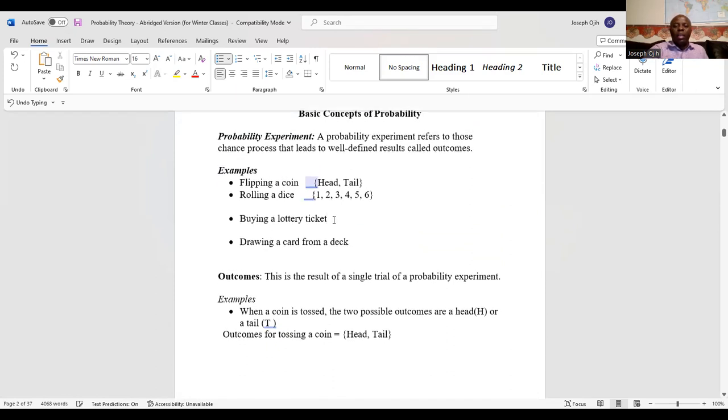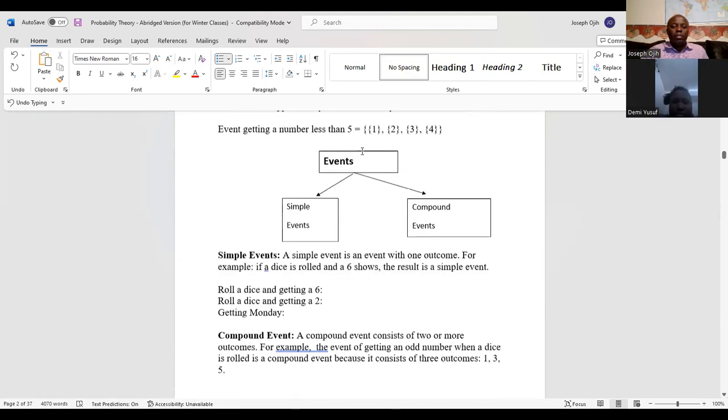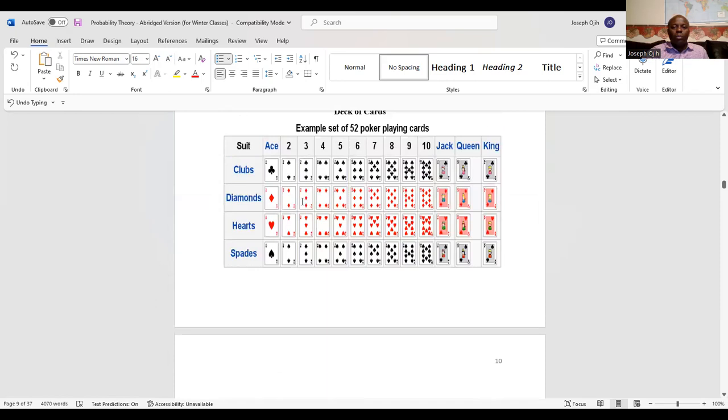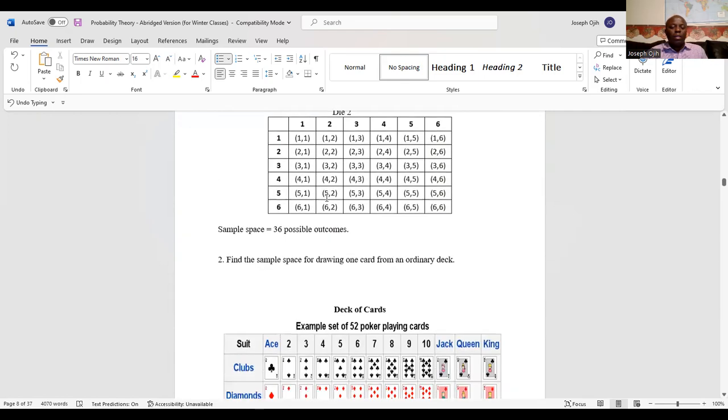Buying a lottery ticket is a probability experiment as well, because the outcome can be either you win or you lose. Okay. When you draw a card from a deck, it's also a probability experiment. Let me show you how the outcomes in the card would look. I think I have it somewhere. See the card. See all the possible outcomes. It can be a club, it can be a diamond, it can be a heart, or it can be a spade. Club, let me write this down.